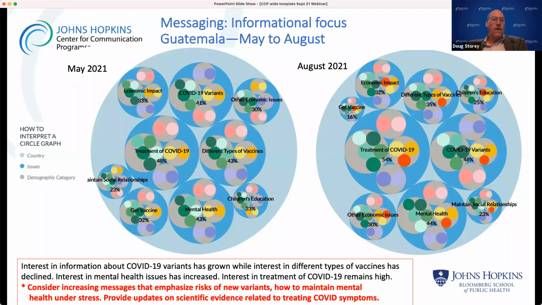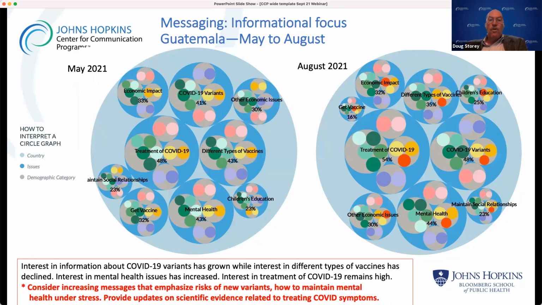So for example, in Guatemala, in May of 2021, the biggest categories of information that people wanted to know more about were treatment of COVID-19 and different types of vaccines. Coming close behind that were information about COVID-19 variants, and mental health issues related to isolation and social disruption associated with COVID-19. If we fast forward to the data from August, we see that this interest in particular kinds of information has shifted a little bit.